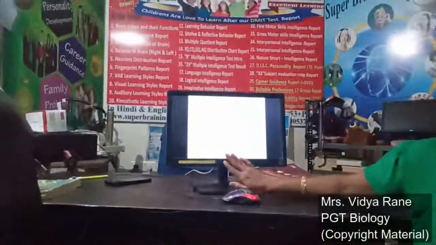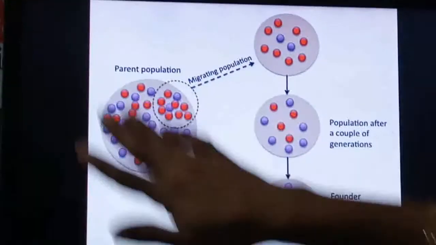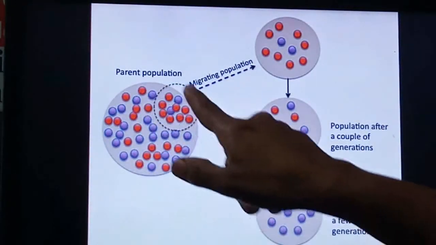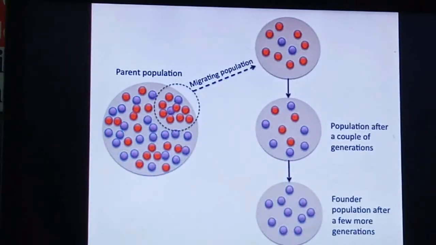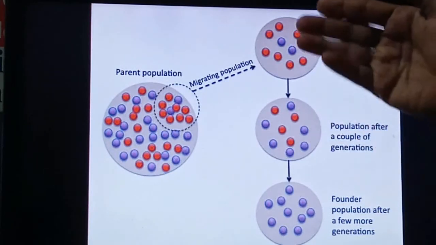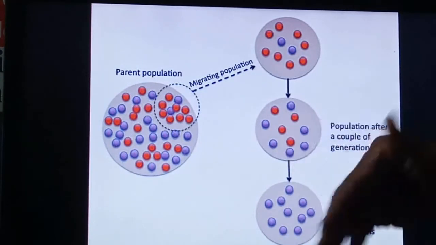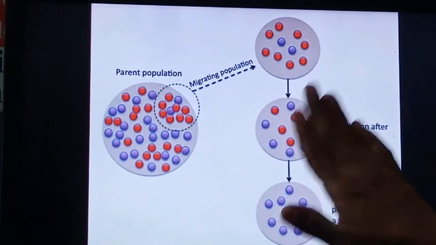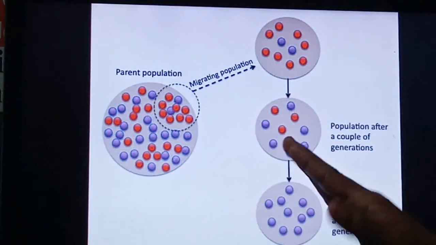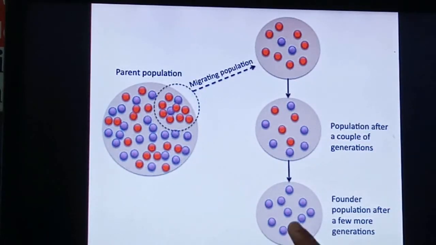Now see, this is the bottleneck phenomenon. It is used to study any population. This is the parent population. Suppose this is the amount of population, and it migrates to another place. This migrating population will go on reproducing and form a population after a couple of generations, meaning 4-5 generations. Then after a long time, you will see there will be a change in the characteristics of that population.